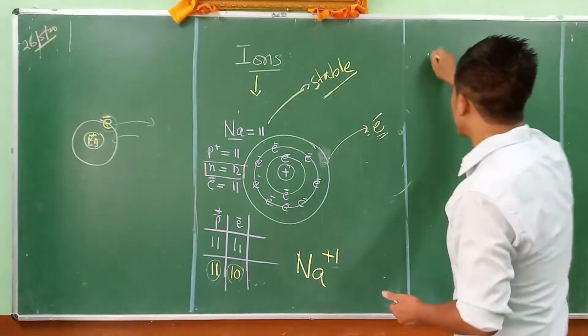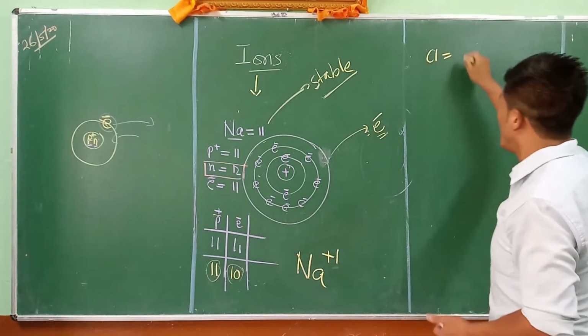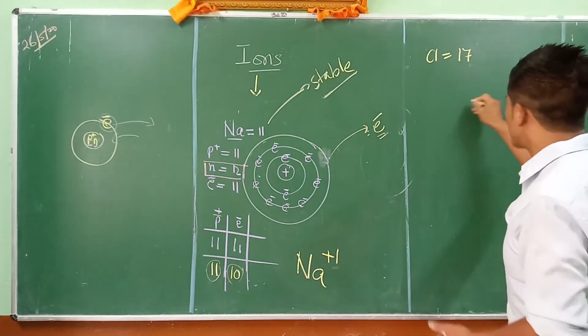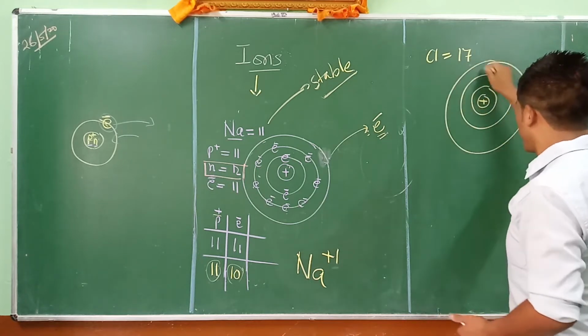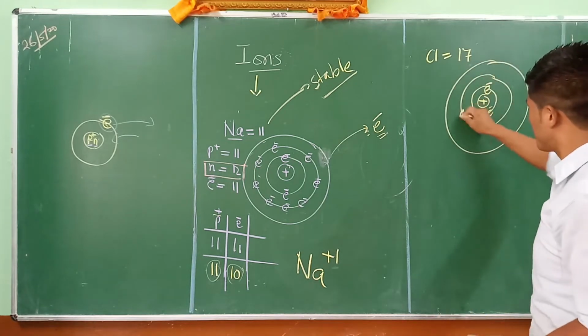Let us talk about chlorine here. Chlorine, atomic number 17. So I'm going to write the configuration here. 1, 2.